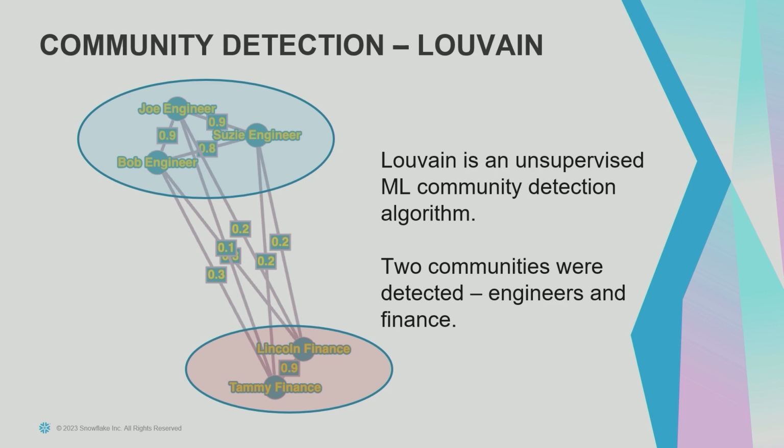And you can see here, our community detection algorithm found two communities, the set of engineers and the set of finance people. These are what we call peer groups within SailPoint lingo. But we're using an unsupervised machine learning algorithm called Louvain to do that. And I'm not going to get into the details of it. There's papers written on it. It's pretty cool and it works well. Go read more if you're interested.